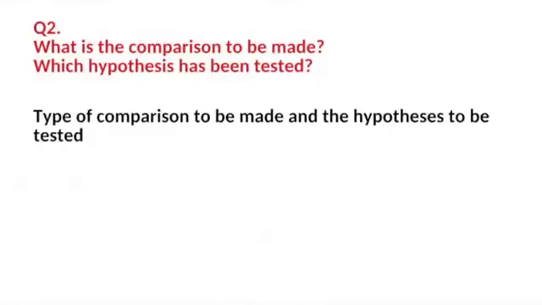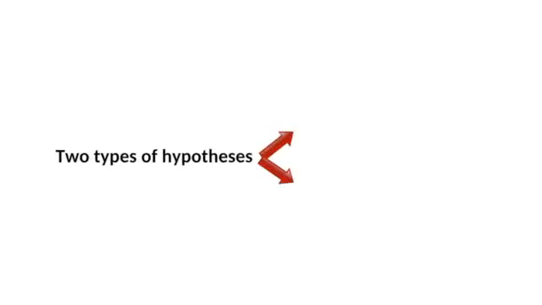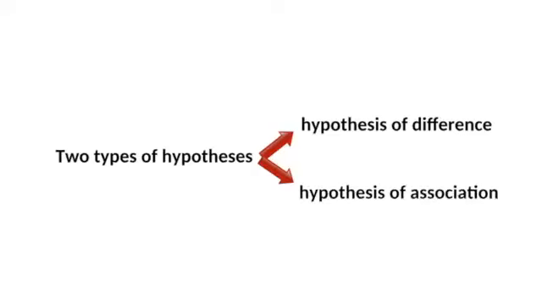Question 2. What is the comparison to be made? Which hypothesis has been tested? The second question to answer is about the type of comparison to be made and the hypotheses to be tested. There are only two types of hypotheses that can be statistically tested in research. They are either a hypothesis of difference or a hypothesis of association.